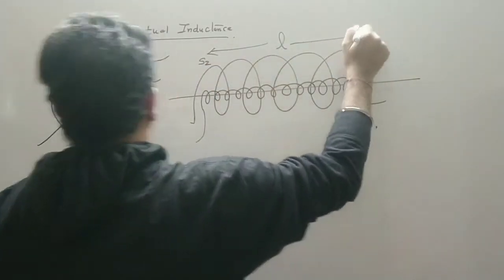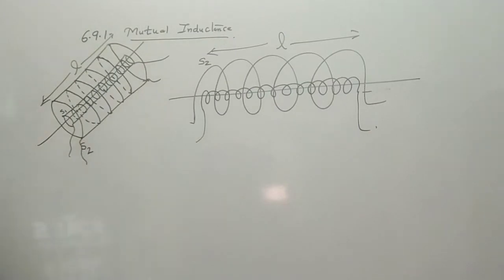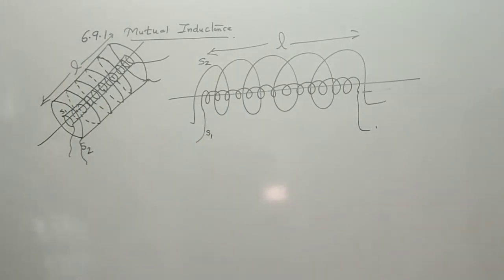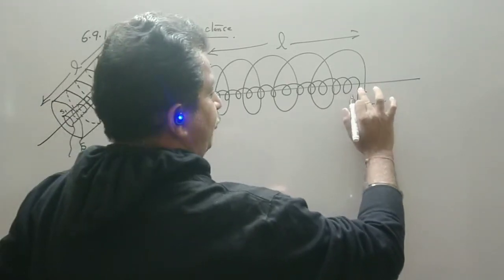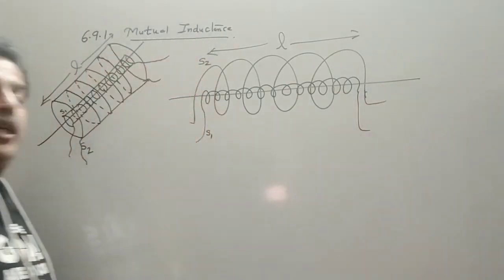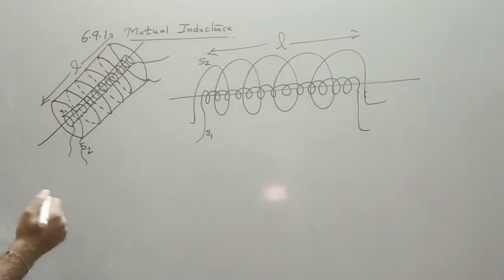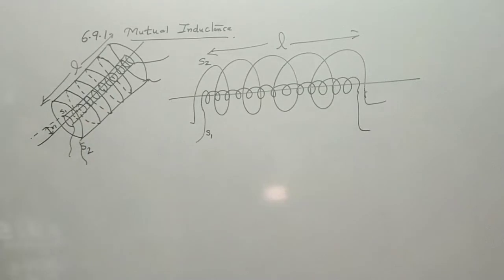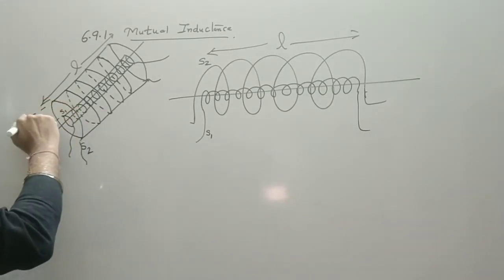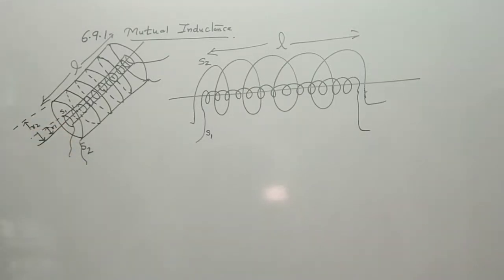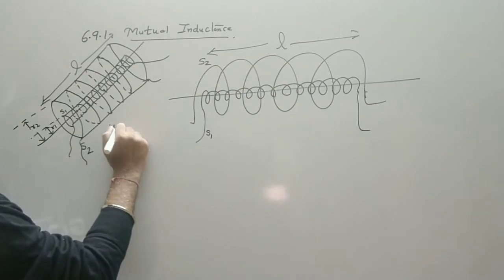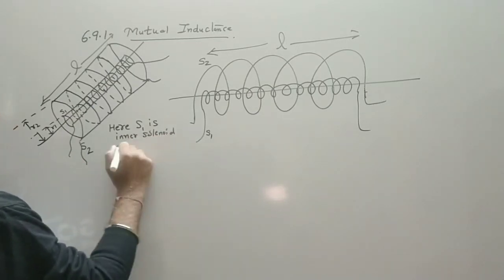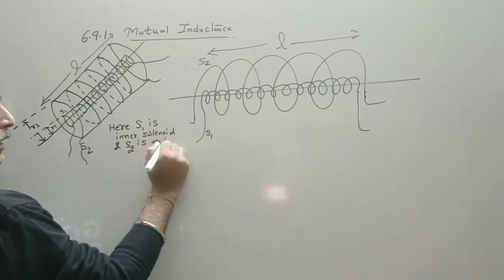So let L be the length of the solenoid. These are the two ends. This solenoid is named S1. We will set up a current in one solenoid, due to which a current will be induced in the other solenoid. Let the radius of these solenoids be R1. This is the radius of S1 and this is the radius of S2. So here S1 is the inner solenoid and S2 is the outer solenoid.